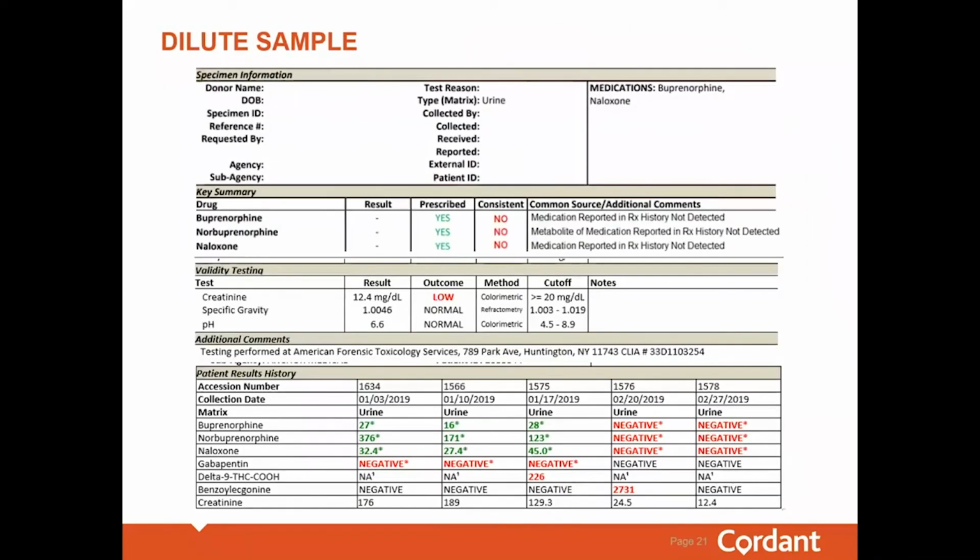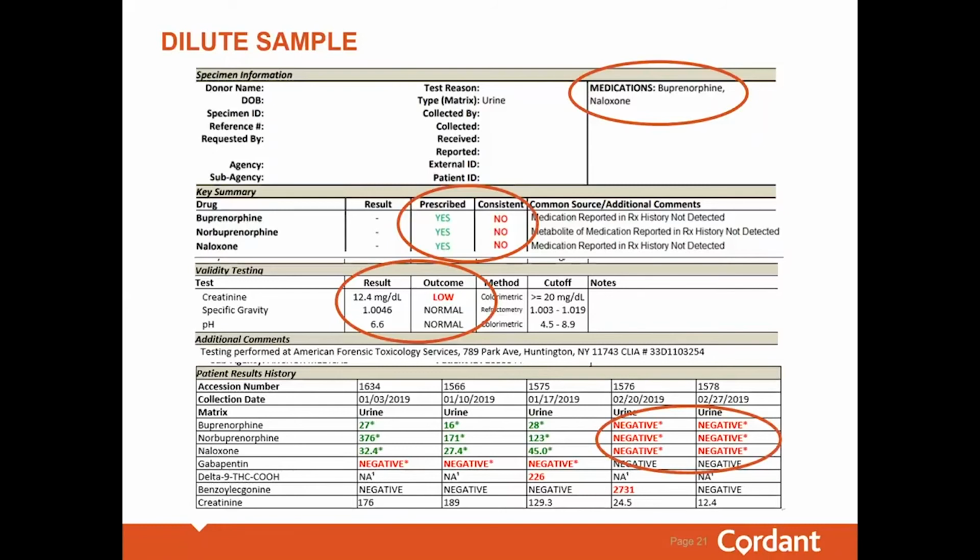Dilution can also dilute out intended positives. In this example, you see the prescription for Suboxone should result in this test being positive for buprenorphine and naloxone, but you can see it is negative. If we look at the creatinine, this sample has been diluted out and all drugs within have been diluted out to a level below the cutoff, even intended ones.